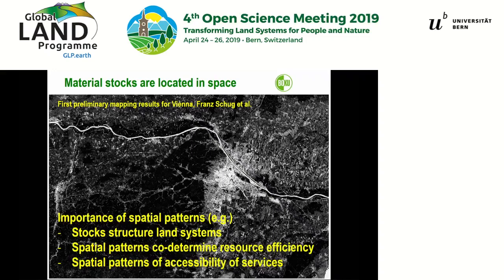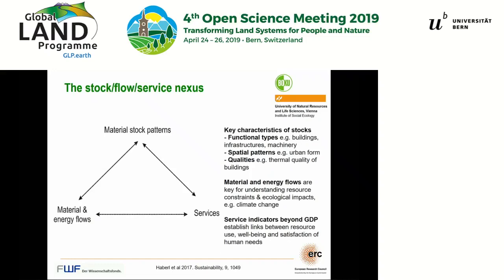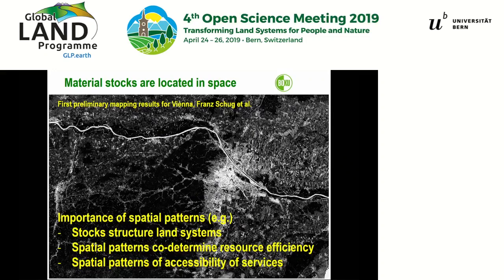So this mapping of stocks is important for the land system because they influence the land system, but also because they structure the land system in space. They co-determine resource efficiency, so different settlement patterns, for example, different locations of workplaces and places where people live, are hugely important for energy demand and transportation. And of course, they determine where services are available and where they are not available. So for example, if you want to see a doctor, it will be a lot easier here than here, quite obviously. So the spatial distribution of availability of important services is very much dependent on the location of these stocks.